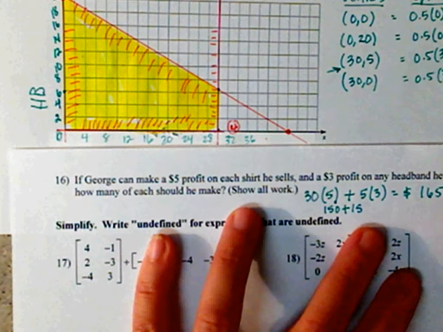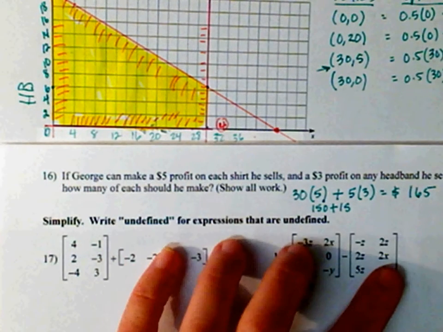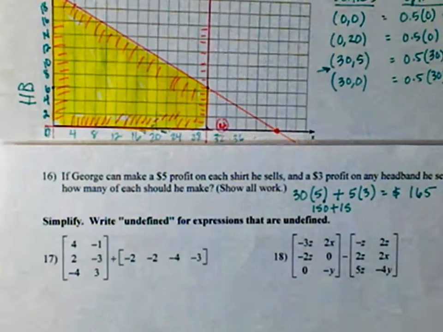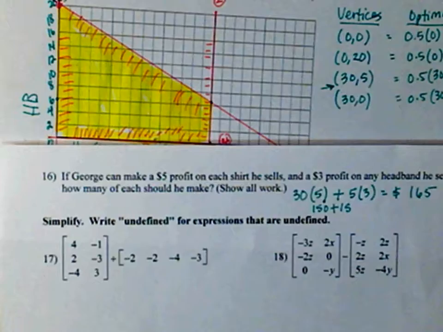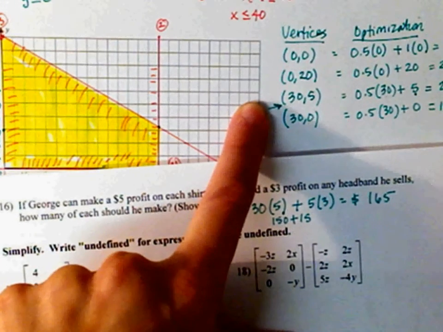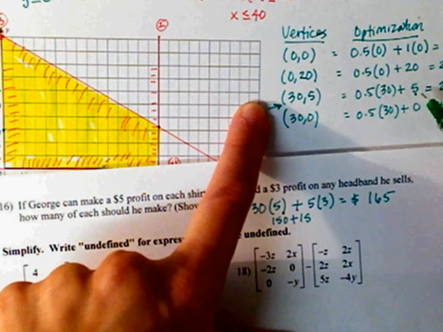So is it worth his time? He only has 20 hours, he can make $165. So that's how much profit he can make, and that's all you have to do, plug in. And I chose this one because that's the most that he can do. Instead of 20 headbands, it'd be better if he makes 30 shirts and 5 headbands, and he still has plenty of time, okay?